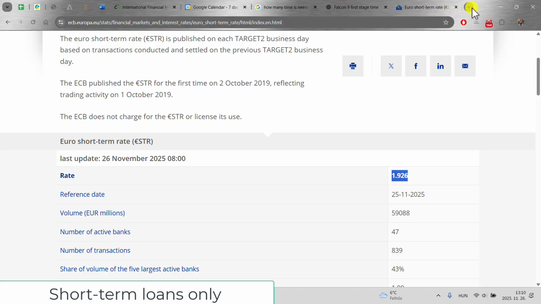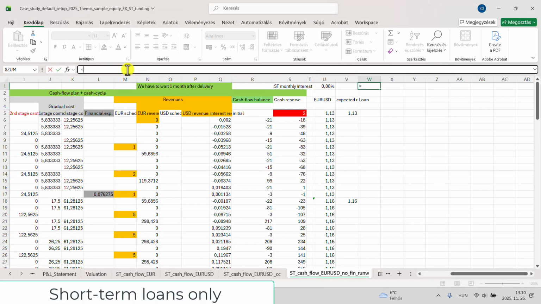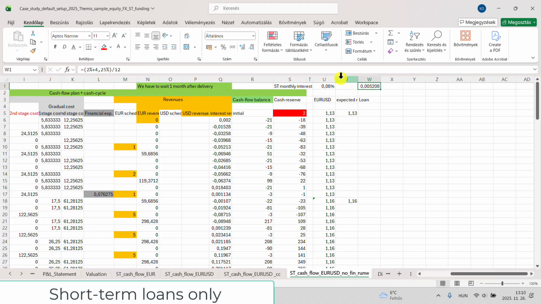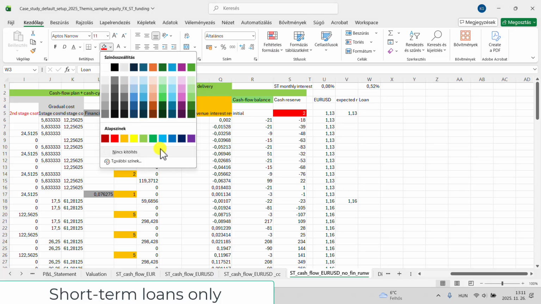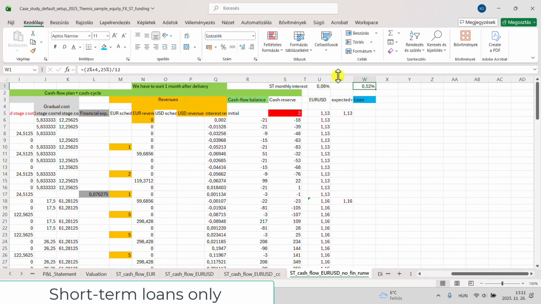What is LIBOR? LIBOR should be really close to Ester. So let's say that, okay, it's 2% plus 2.25%. And then let's divide everything with 12. So this is the monthly interest rate on the debt. Did we use... Oh, we didn't use blue color. At least not this part.